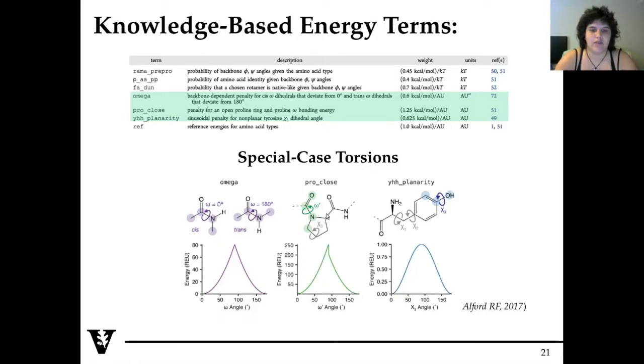The same is valid for the prolines. Also the proline has a certain planarity that you should respect, 0 or 180, and the same is valid for the planarity of the tyrosine, so again 0 and 180.